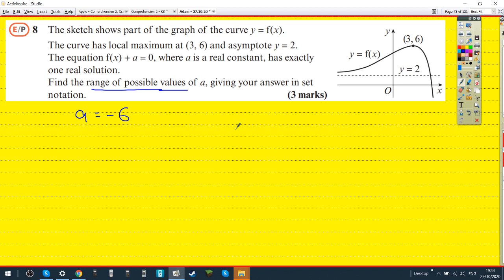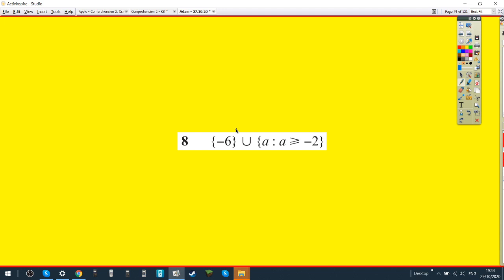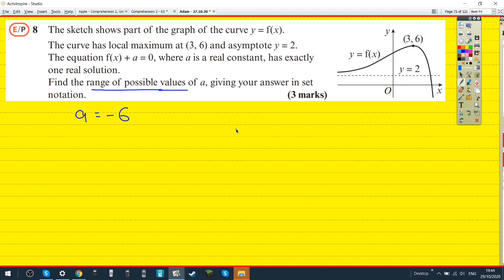So this is y equals the f of x has a local maximum at 3, 6. Hold on. That's not y equals 2. The equation has exactly one real solution. Seems like it's -6 to me. Or greater than or equal to -2. Does it like count -2 as like 0 or something? Like it never touches it.